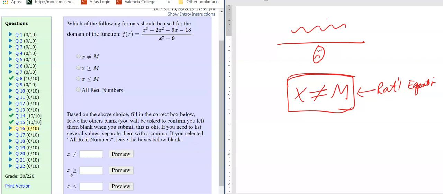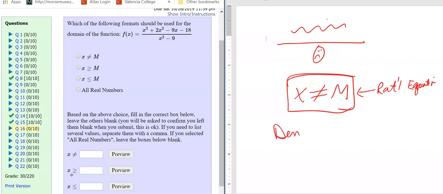The only time you'd pick all real numbers would be, for example, if you had this function. Well, in this case, the denominator doesn't have an x in it, so x can be anything. So that would be all real numbers. But for what we're doing in practical cases, we're going to always pick x is not equal to m, because that's what we're looking for, to see where we're going to make the denominator equal to 0, what values of x will cause that.